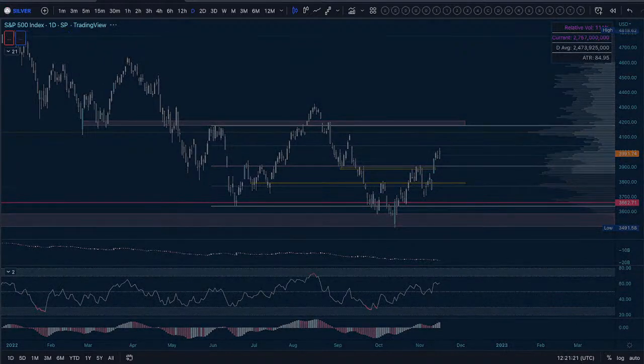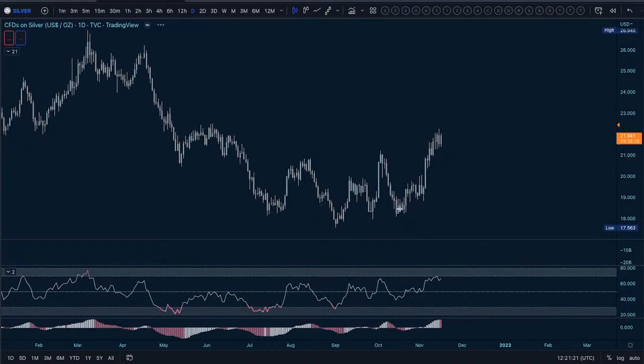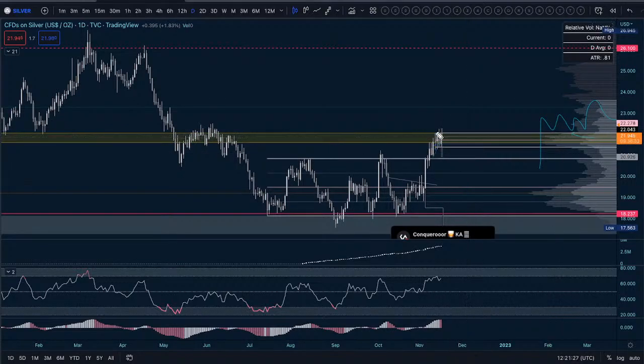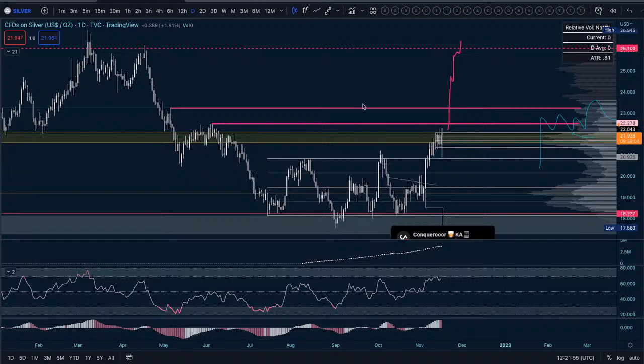I'm also long silver from the 18s. I'm still holding that long, because if it breaks up here, as you see there, then I think there's no reason for it not to go here and then eventually there, maybe even higher. I don't know what's going to happen after, but my first target is these highs here, super clear. If you're a short-term trader, these could be your take profit areas.